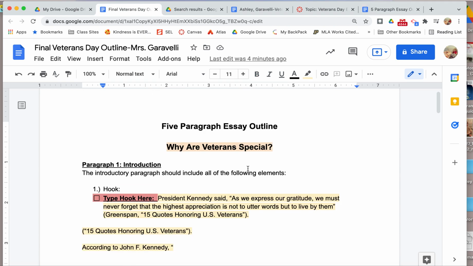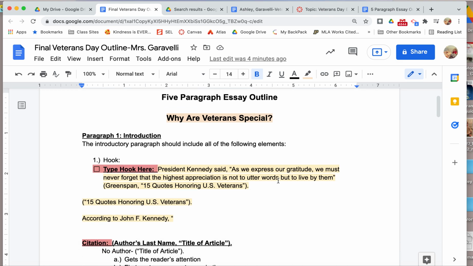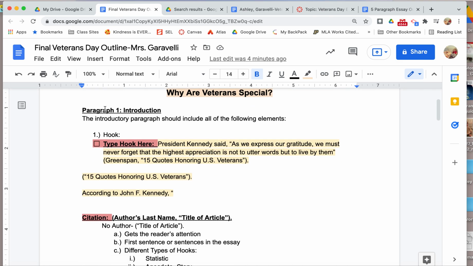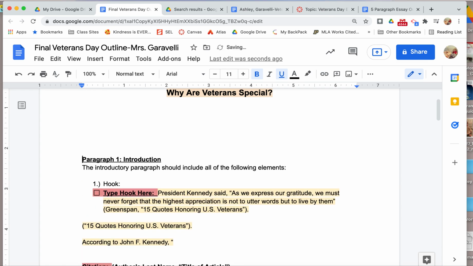So the first thing you need to do, this is mine, is you need to type the title of our essay, which is going to be Why Are Veterans Special? And I just highlighted it so that it would stick out. And then we're just going to focus on this first paragraph. So the big thing that I need you to understand is, first of all, we have 5 paragraphs. So our intro is first, our conclusion is last, and then in between we have our 3 body paragraphs. So in your intro, which is what we're focusing on, I'm just going to type a one right here, introductory paragraph.